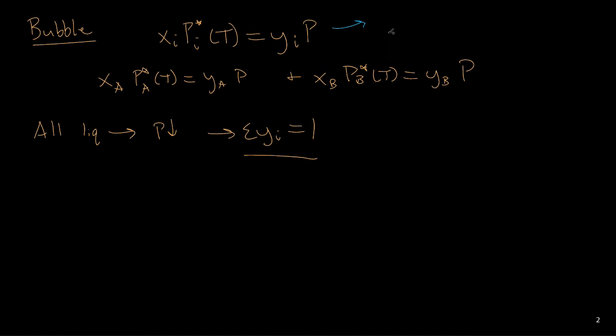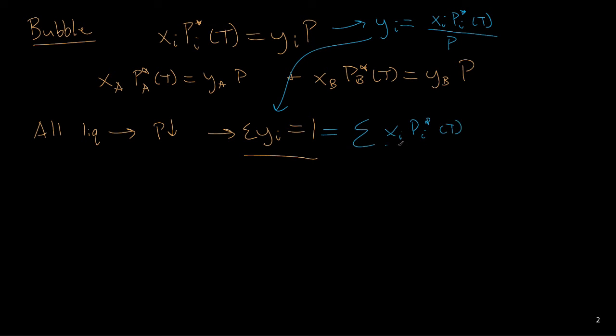So what we'll do is we'll rearrange Raoult's law so that y_i is equal to x_i p_i star of T all over the system pressure. So we just rearrange this expression. If we substitute this into here, we can come up with an expression that shows that the sum of x_i p_i star of T all over the system pressure has to add up to 1. So if we rearrange the expression and we recognize that for i we have A and B, we can come up with the equation for the bubble pressure.